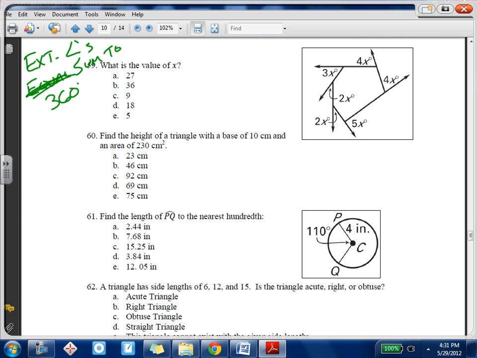So all we need to do is add up all the pieces around and set it equal to 360. So 2 plus 2 plus 3 plus 4 plus 4 plus 5 turns out to be 20. So 20x, all of them together, equals 360. Just simply divide both sides to get x equals 18. Letter D.